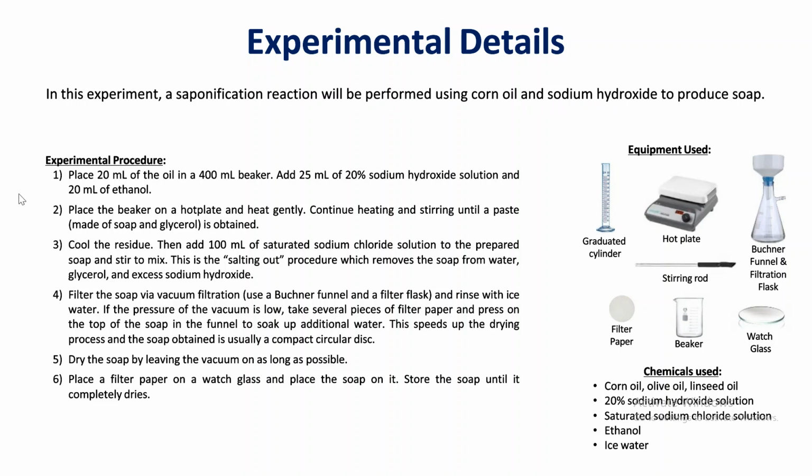Now, step one, you're going to place 20 milliliter of the oil in a 400 milliliter beaker. You're going to add 25 milliliter of 20% sodium hydroxide, which is our strong base solution, and 20 milliliter of ethanol, which is an alcohol. You're going to place the beaker on a hot plate and heat gently. Continue heating and stirring until a paste is obtained. And this is made up of soap and glycerol.